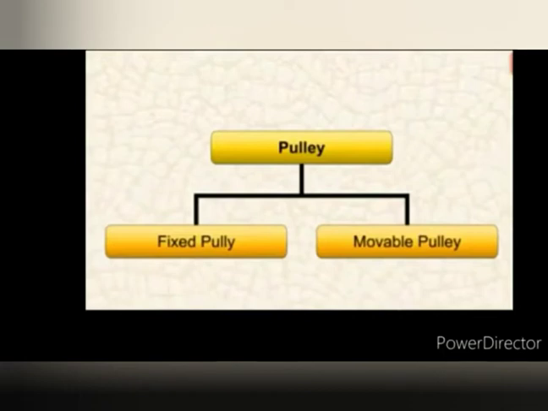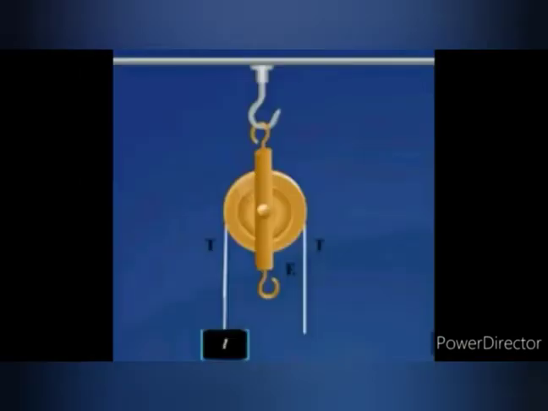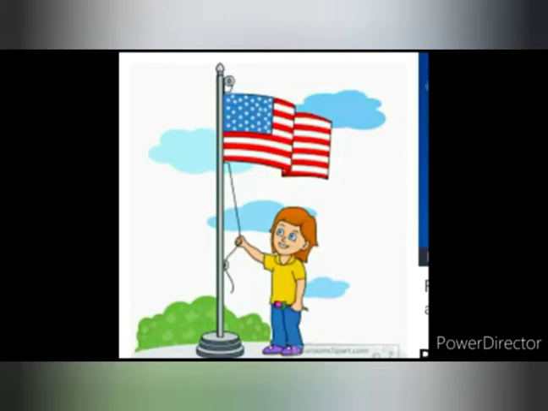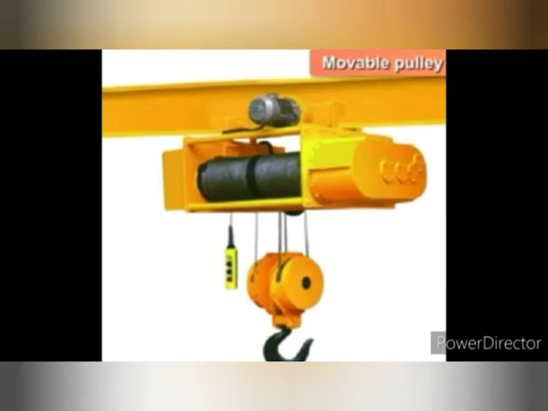Types of pulleys. Pulleys are of 2 types: fixed pulley and movable pulley. Fixed pulley. In fixed pulley, the axle is fixed and the wheel moves at one fixed place, attached to a hook or wall. It is used for drawing water from a well and raising a flag to the top of a flagpole. Movable pulley. Movable pulley is used to lift heavy loads. It reduces the force to lift the heavy loads.